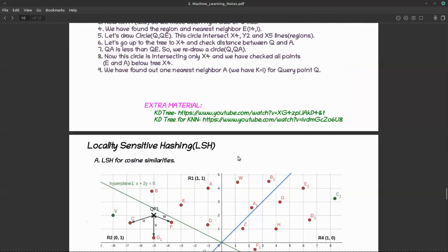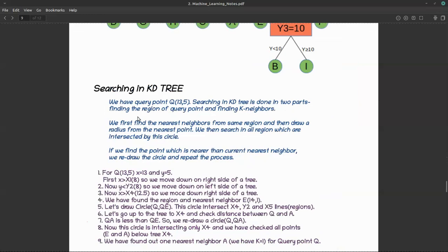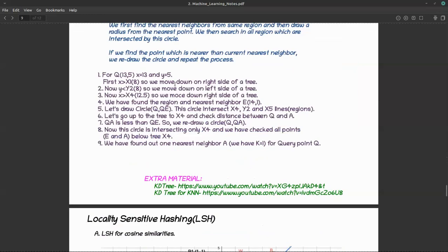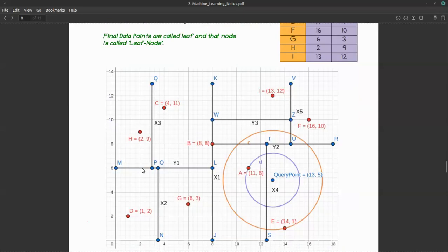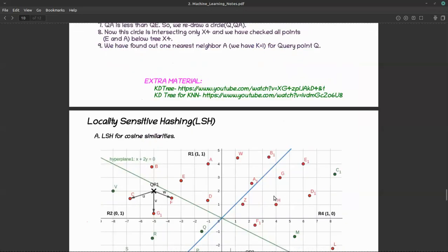I have given a very detailed note. I have written how to construct a KD tree and how to search in a KD tree, right? And there are two more videos.